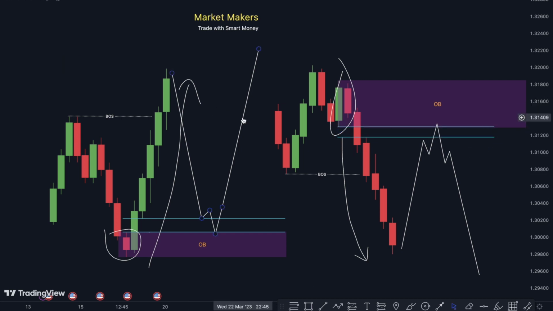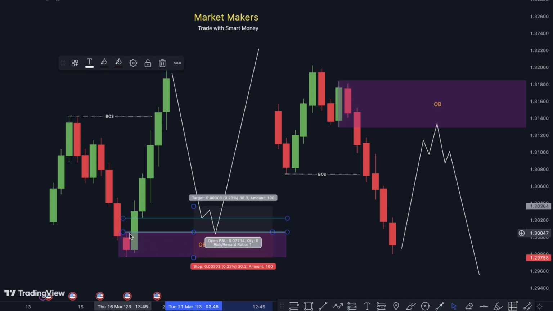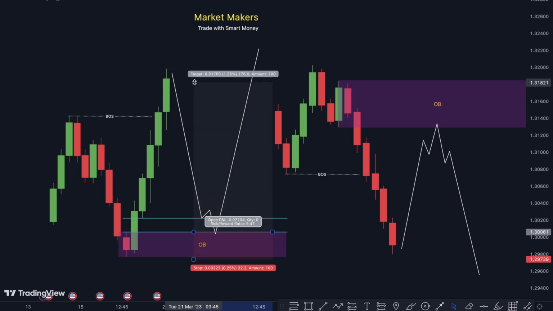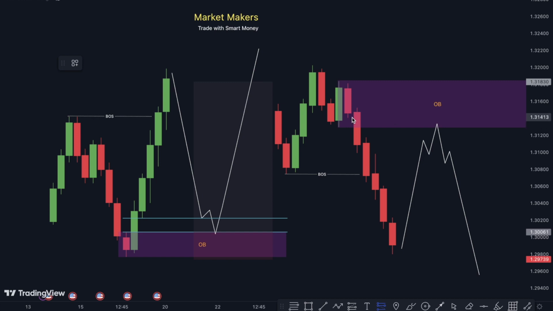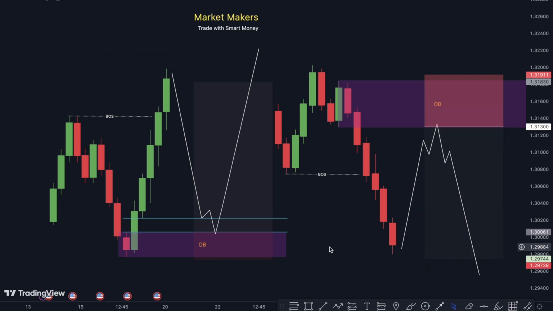If you had to take any trades according to an order block, you would simply enter a trade on this wick, put your stop loss below the order block, right, and target. And the same goes in the bearish trend: entry in the order block, stop loss here, and target.